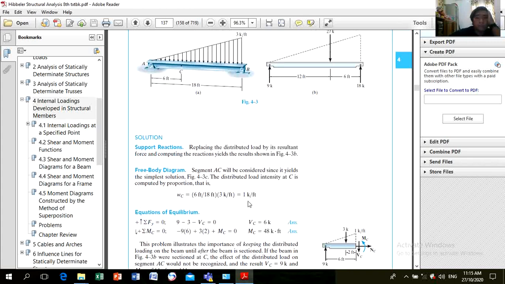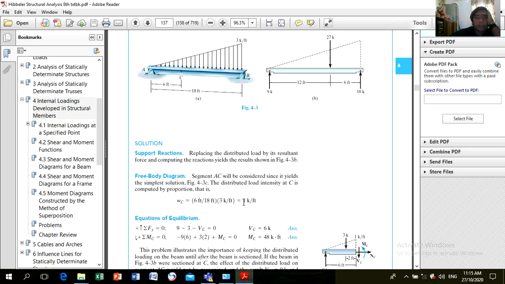So first, you need to determine the equivalent load of this distributed load. It will be 1/2 times 3 times 18, which becomes 27 kilonewtons, or 27 kips. This is a triangular loading: 1/2 times 18 times 3 is 27.